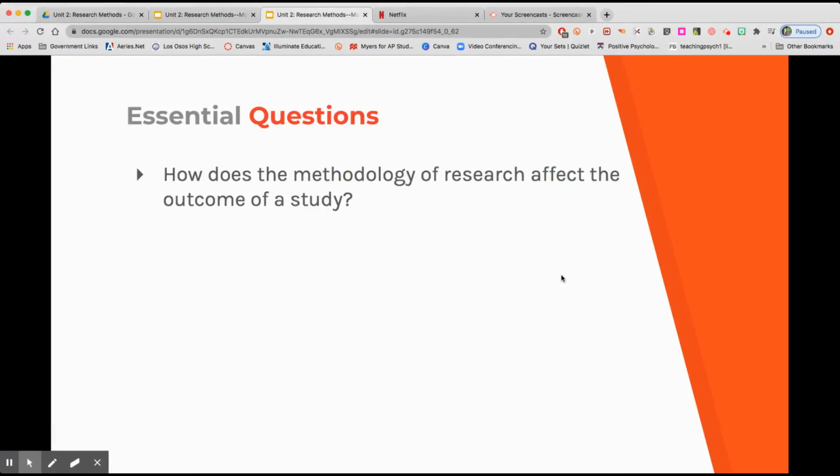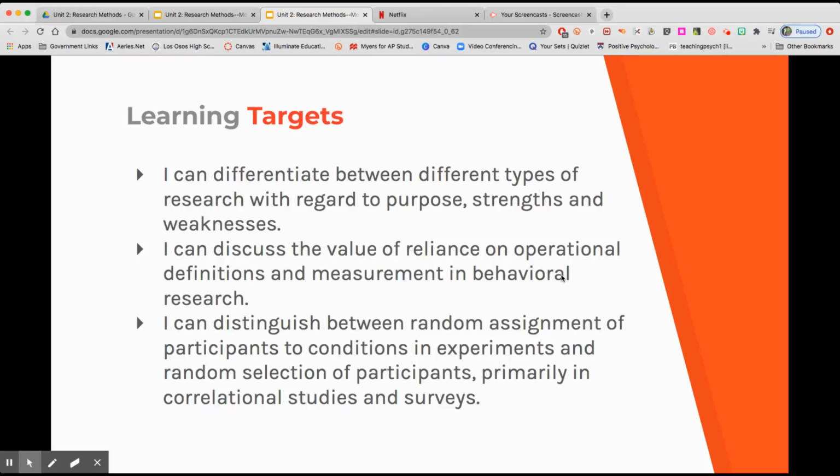So our essential question for today is, how does the methodology of research affect the outcome of a study? Our learning targets are, one, I can differentiate between different types of research with regard to purpose, strengths, and weaknesses. Two, I can discuss the value of reliance on operational definitions and measurement in behavioral research. And finally, I can distinguish between random assignment of participants to conditions in experiments. This next part is the one we're actually focusing on today, and random selection of participants, primarily in correlational studies and surveys.